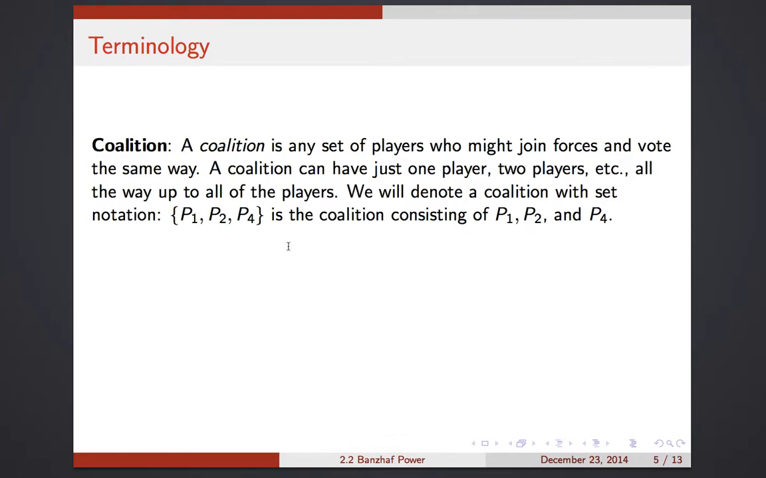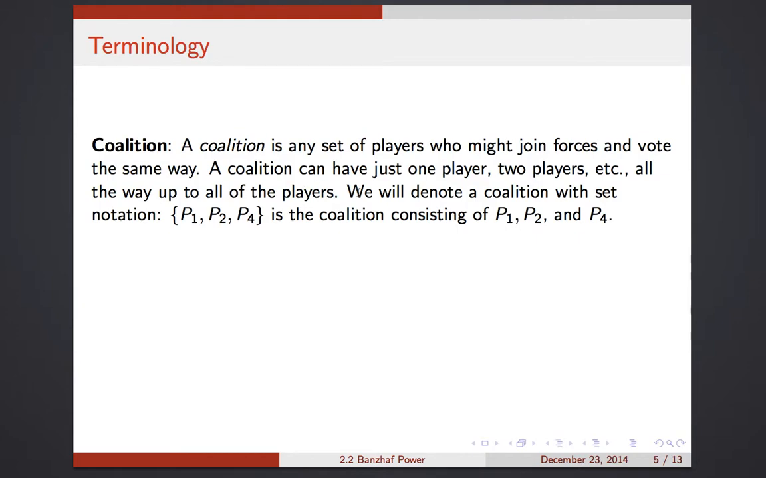So before I give you the real definition of power that we're going to use, I need to give you some basic terminology, some setup terminology. And the first word is a coalition. So a coalition, just like in colloquial English, is basically just a group of people that get together. So here, a coalition is any set of players who might join forces and vote the same way. And so they don't vote the same way all the time, necessarily. They just, on a particular motion, they might vote the same way.